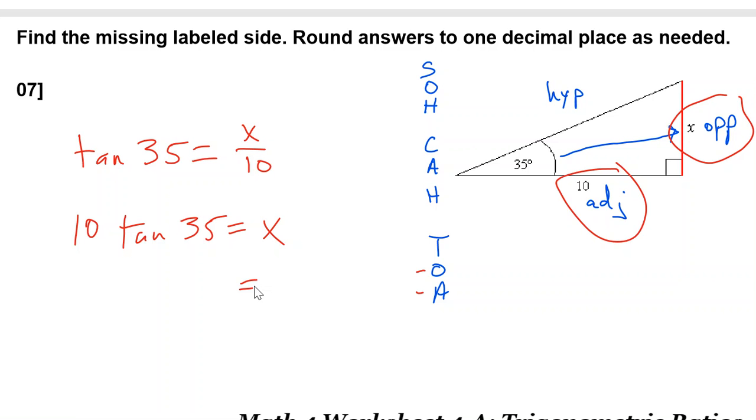And 10 tan 35 gives 7.002. So you might as well just call it 7.0, but it is rounded.